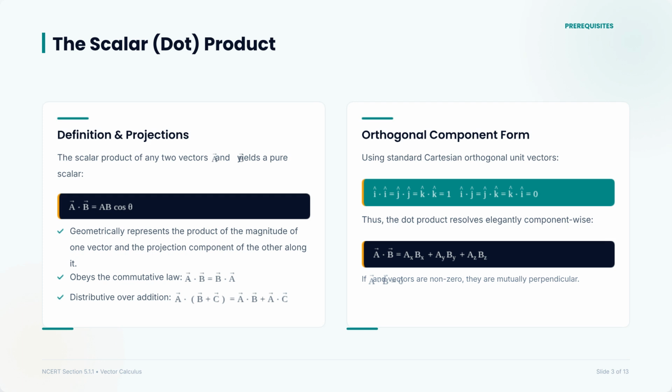Let's begin with the scalar, or dot, product. Geometrically, it represents the product of the magnitude of one vector and the projection of the other along it. It follows the commutative law and is distributive over addition. In Cartesian coordinates, the dot product is calculated component-wise.